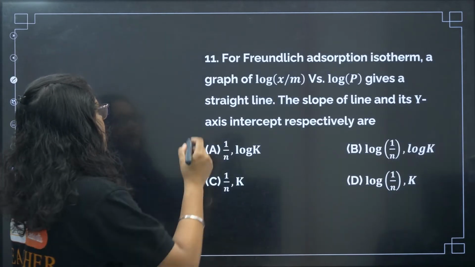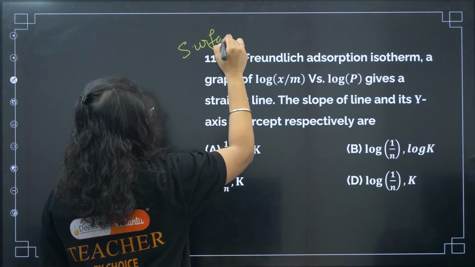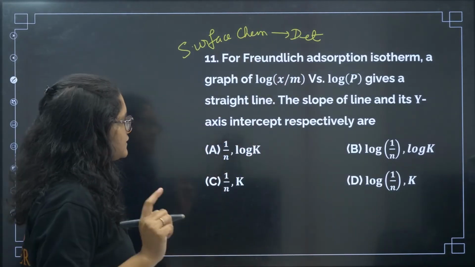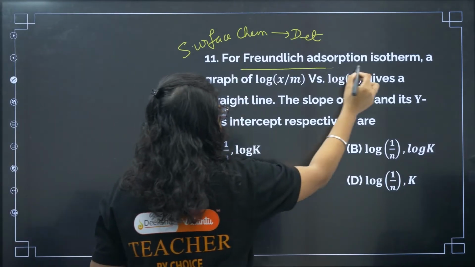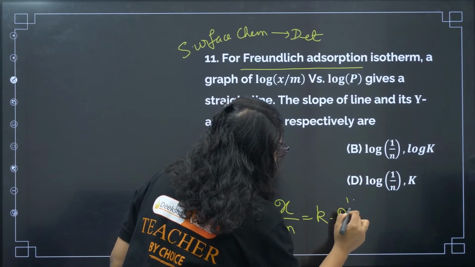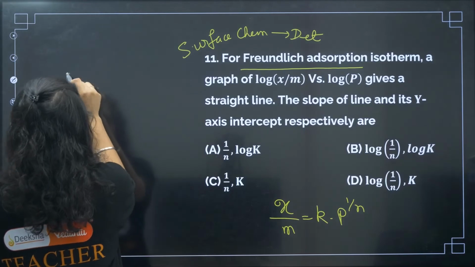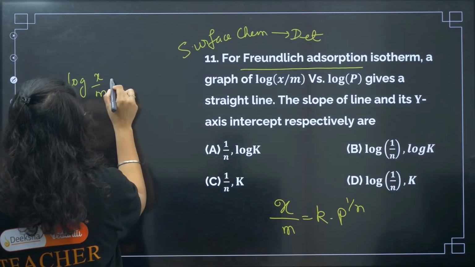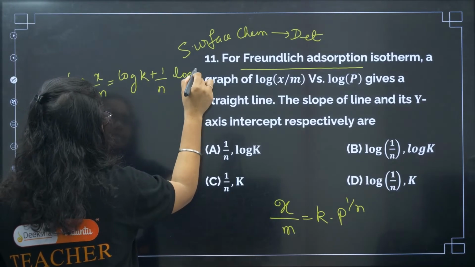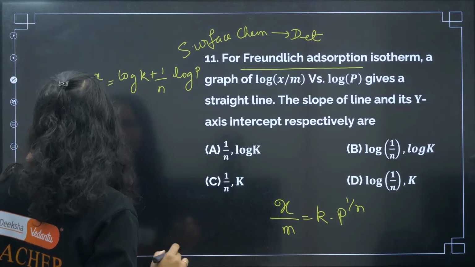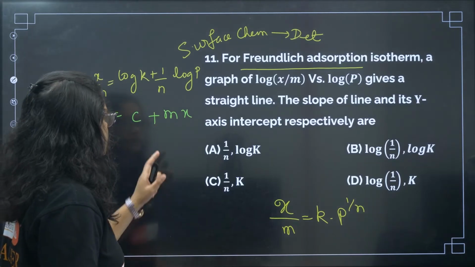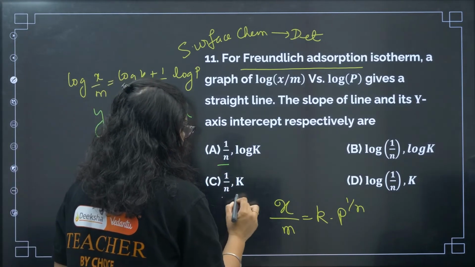Now coming to the 11th question, again this is from surface chemistry. This chapter is also from the deleted portion, so we will not discuss in detail, but I'll tell you, in Freundlich adsorption, what's the formula used? x by m is equal to k p^(1/n). Now if you take log on both sides, I'll get log x by m is equal to log k plus 1 by n log p. Now if I write this equation in the form of a straight line, I'll get y is equal to mx plus c, right? So what is the slope here? Slope is 1 by n.